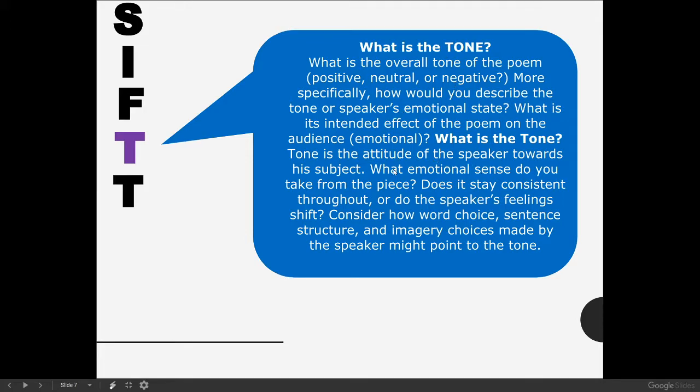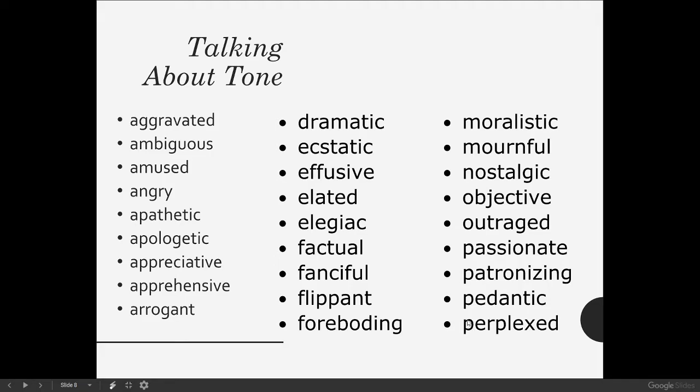So, what is the speaker's emotional state? How does the speaker feel about the subject of their poem? What is their attitude towards what they're talking about? That's what we need to consider with the tone. And when we're thinking of tone, it might help to use this language right here. We can describe tone as being dramatic. If you're reading a poem from someone who's really happy and joyful, you might describe the tone as elated. If you're reading a poem that is really insulting and demeaning, you might define it as patronizing. And these are just multiple ways that we can talk about tone.